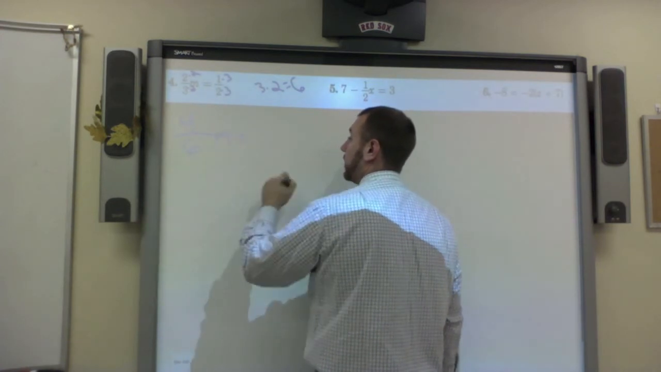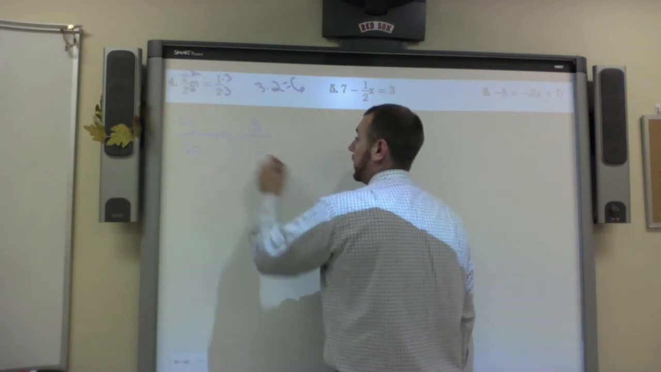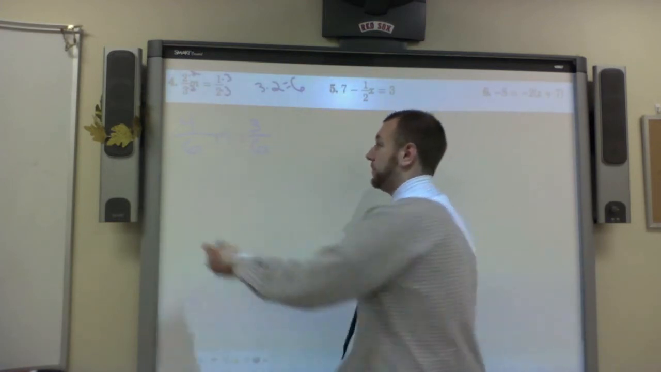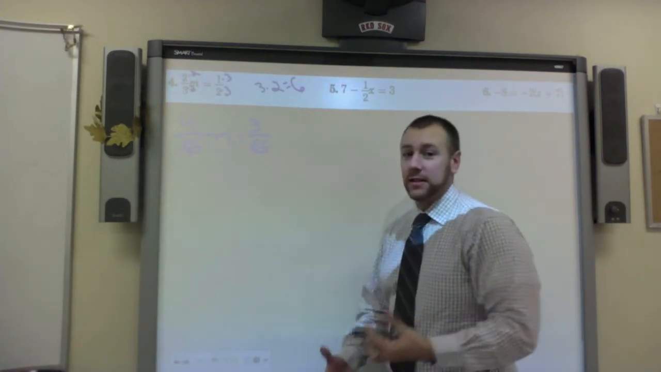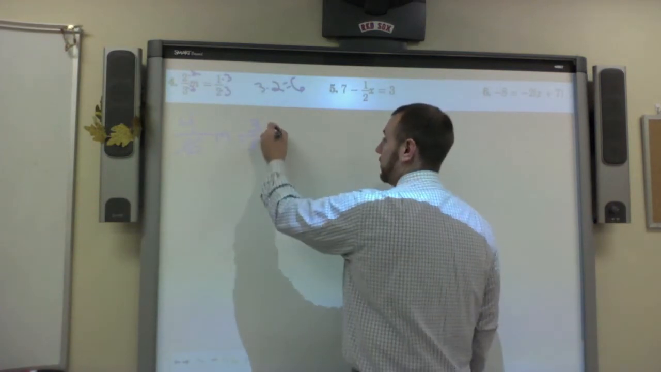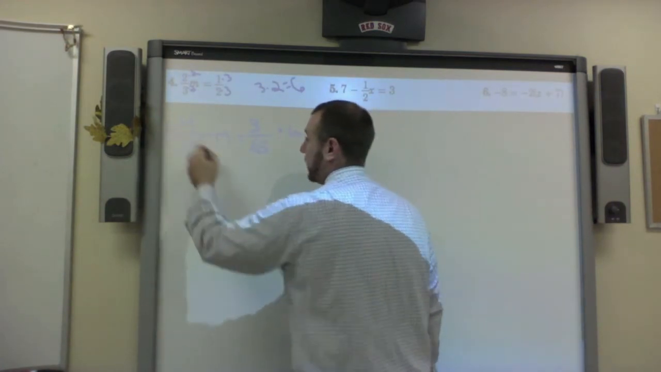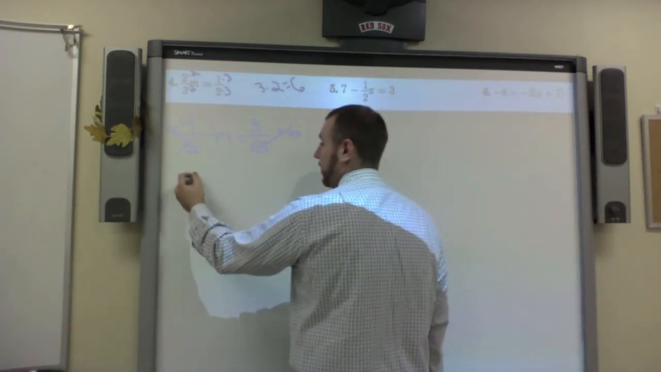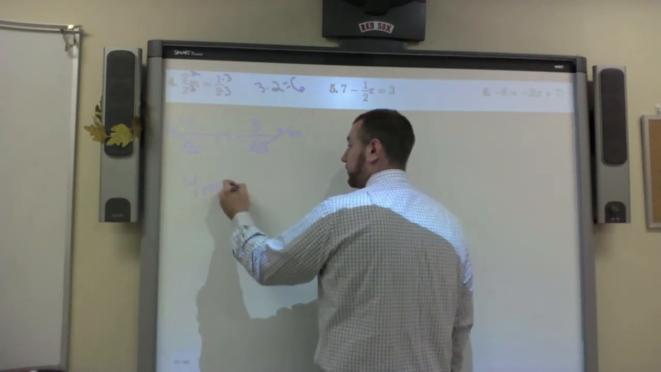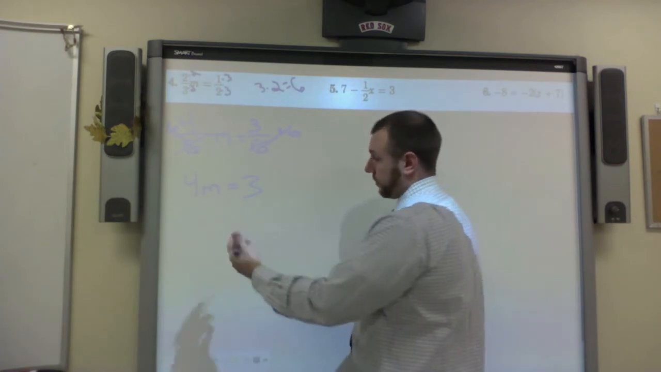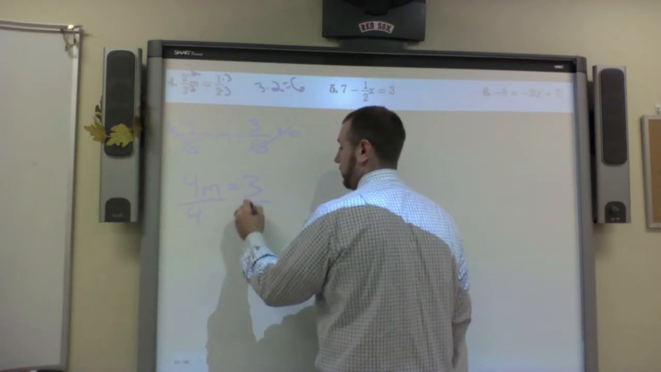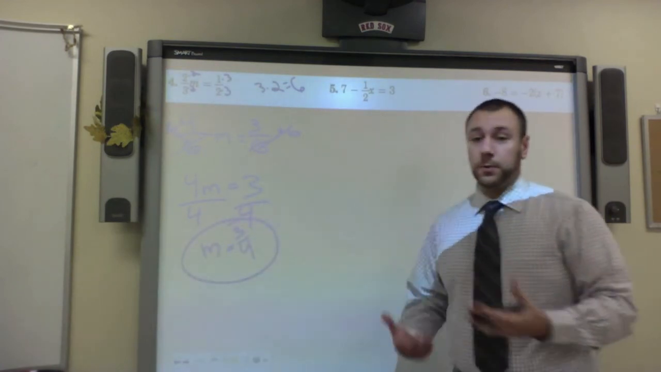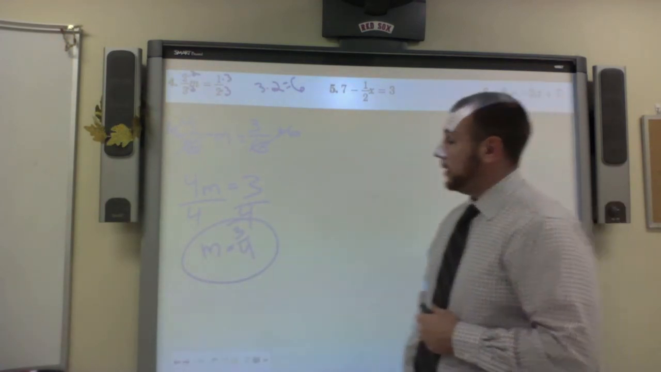4/6 m equals 3/6. Now, because they're the same denominator, they can cancel out immediately just by multiplying both sides by 6. Those cross out, those cross out. Now I'm left with 4m equals 3. Now m equals 3/4, and I'm done.